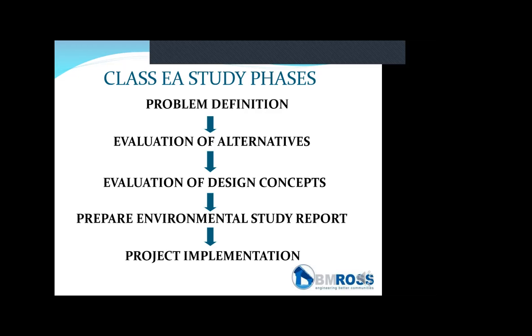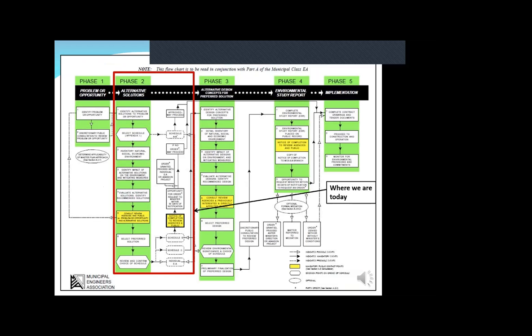Once the process is complete, an environmental study report is prepared which documents the Class EA process completed and is placed on the public record for a 30-day review period. This slide illustrates the steps included in the Class EA process. The red box at the left shows the stage we are currently completing for the Teeswater River Bridge project.